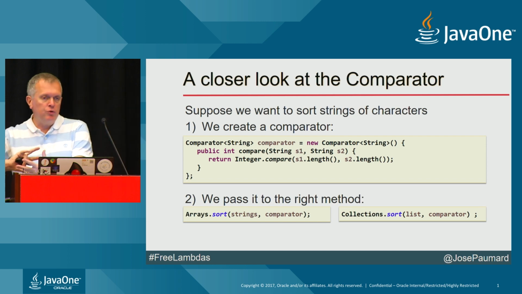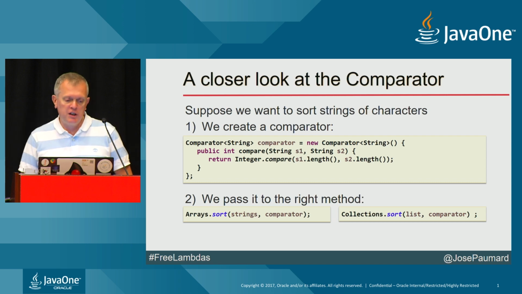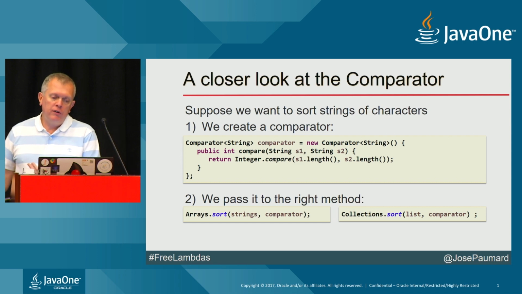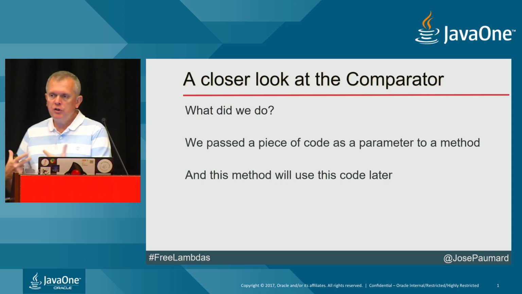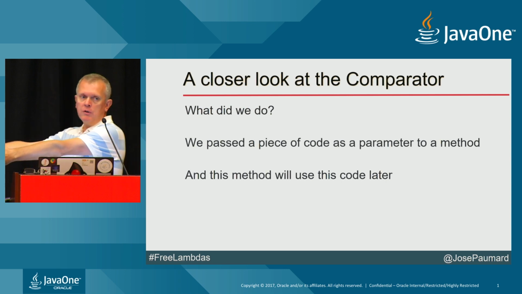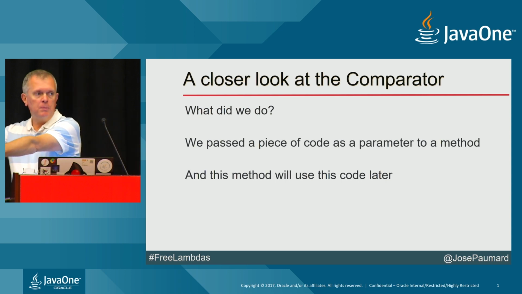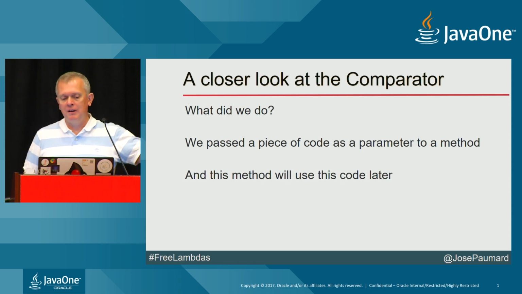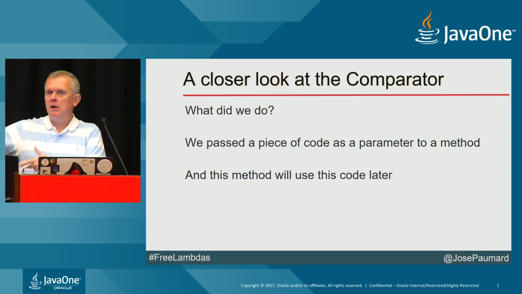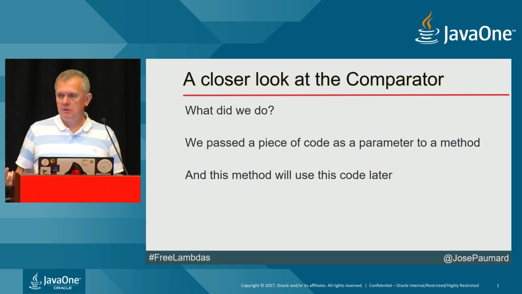And what do I do with this comparator? In a nutshell, what I want to do is to pass this comparator to sort methods. So I've got two in the JDK, Arrays.sort and Collections.sort. And those sort methods are going to use this comparator later on. What did we do? We just passed a piece of code as a parameter to a method. And this method, here in this case the sort method, will be using that code later on, and several times. All right?